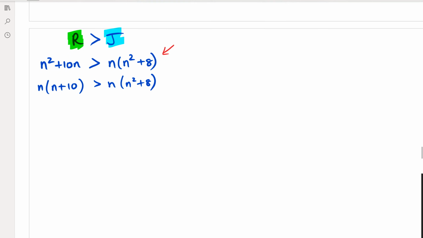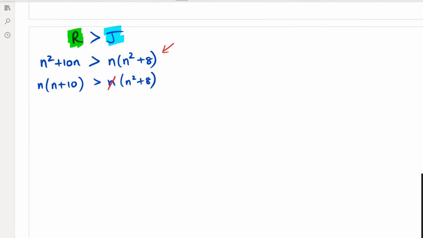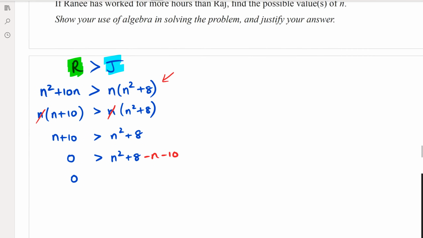By doing this, I can eliminate both n's. Now what I have is n plus 10 is greater than n squared plus 8. It ends up being a nice quadratic. Do one more step: 0 is greater than n squared plus 8 minus n minus 10. Which means I'm looking for when this graph is less than 0.